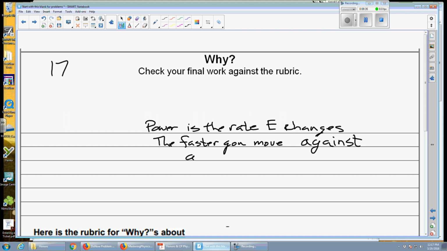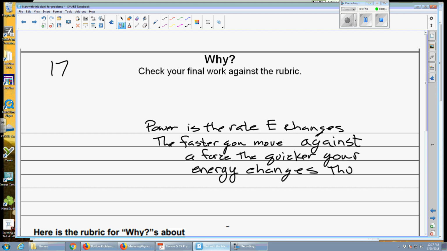It looks wrong. Against a force, the quicker your energy changes, thus more power. So the faster you move against the force, the quicker your energy changes, thus more power. Remember we were talking about car engines, top speed, those type of things?